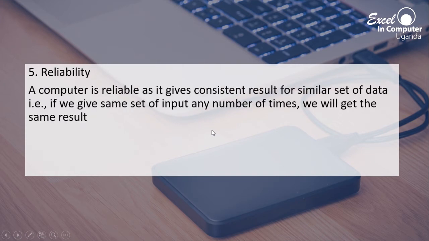Reliability. A computer is reliable as it gives consistent results for a similar set of data, i.e. if you give the same set of data any number of times, you get the same result. For example, if you put in 1 plus 1 for 1,000 times, the answer will still remain the same as 2. So this is what is meant by reliability.